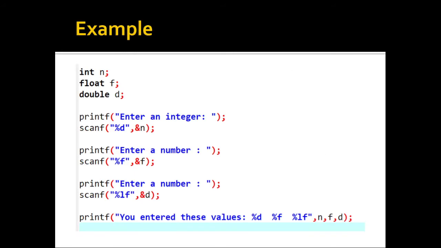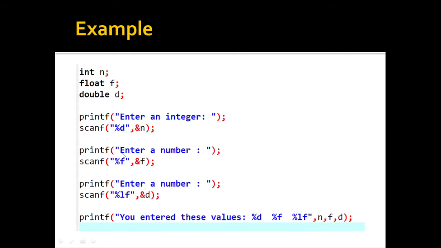So we have here an example. I declared here three variables: integer n, float f, and double d. I have here a prompt: printf, enter an integer, and then scanf %d, because the format for this is decimal. Then I have here ampersand n, which gives the address of this variable. So we have to specify the address of the variable.